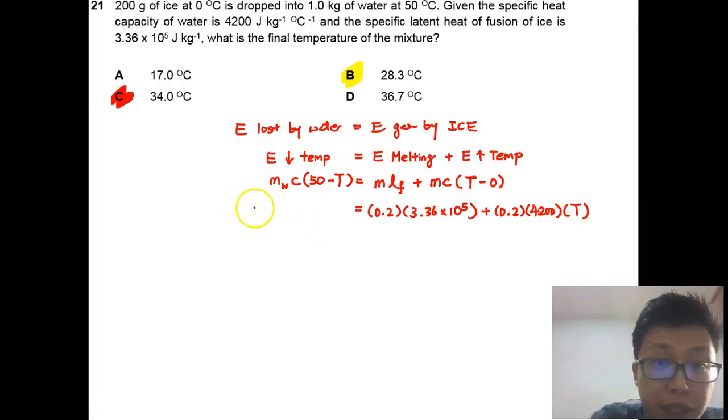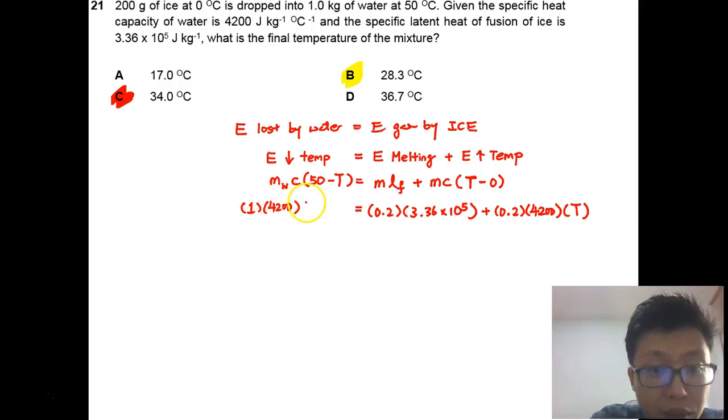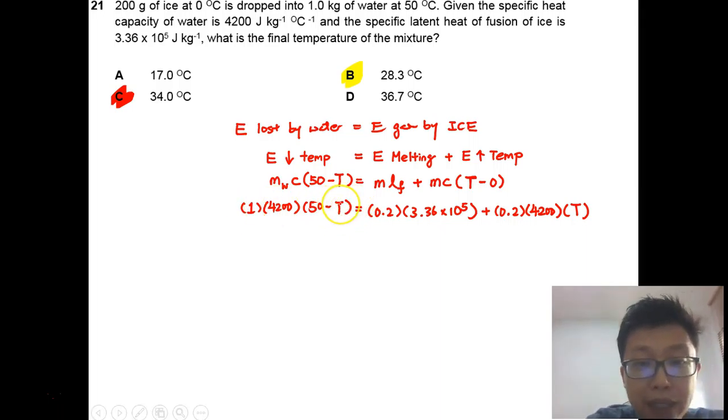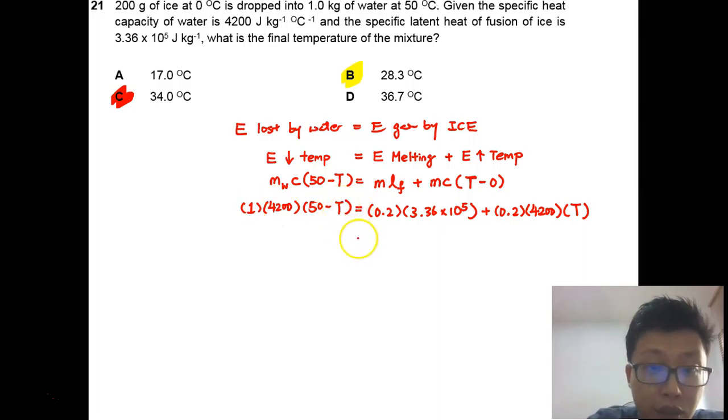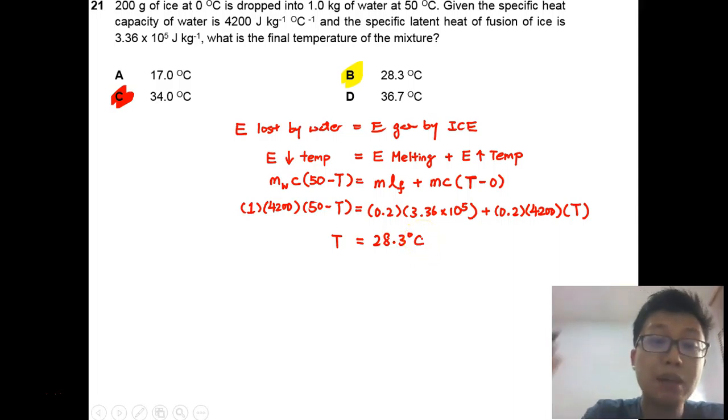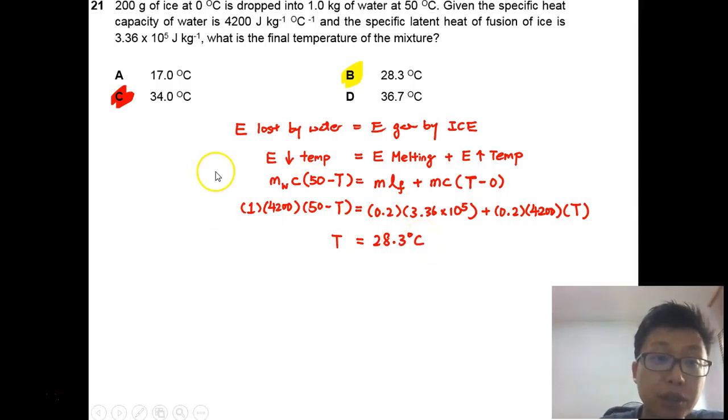Do the same thing, mass of water is 1. Heat capacity is 4200. 50 minus T. Later I would have to expand this equation. So go and do your mathematics. You should be able to get 28.3 degrees C. If I make any mistake, do let me know so that I can update this video. Okay?